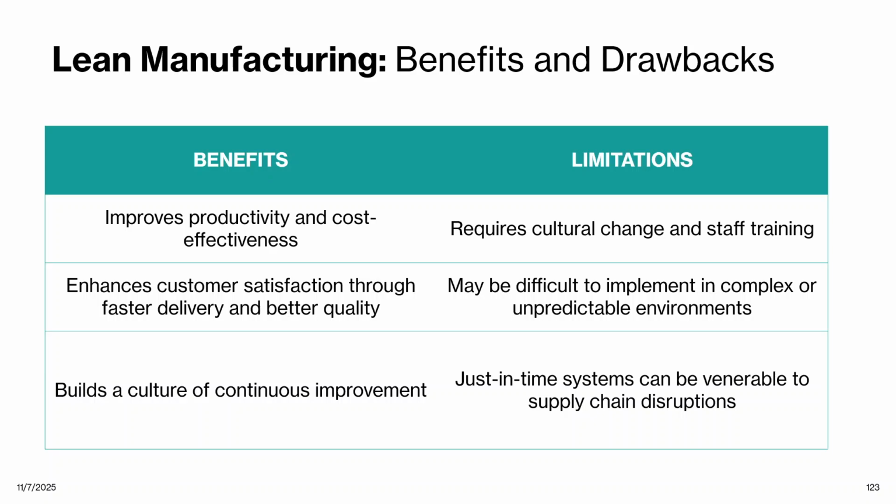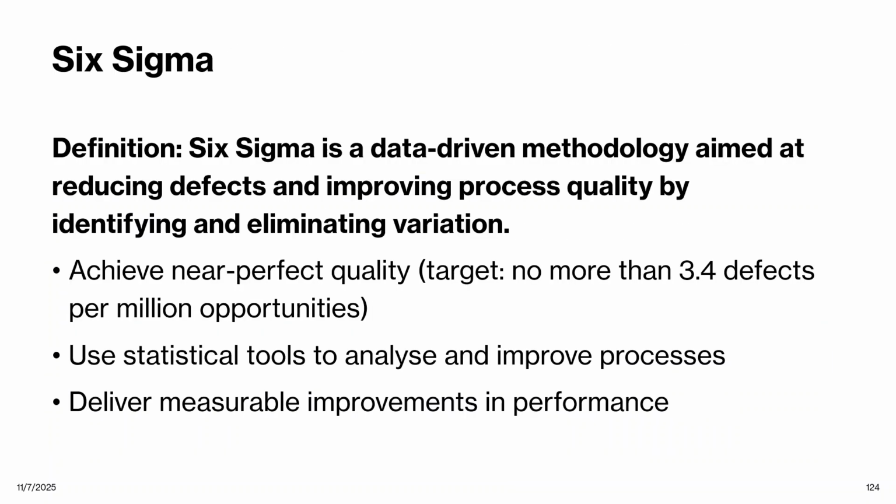However, looking at some limitations, this also requires cultural changes in staff and training. It may also be difficult to implement in complex and unpredictable environments. So just-in-time systems can be vulnerable to supply chain disruptions as well. Let's get to Six Sigma.